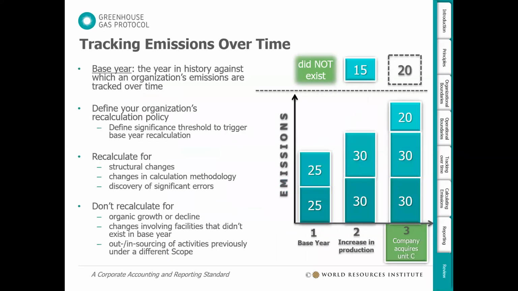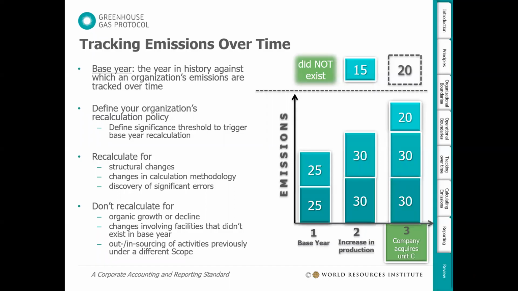The third crucial step in designing an inventory is setting a base year. And a base year is the year in history against which a company's emissions are tracked over time. Normally, it's the first year for which verifiable data are available, although if a company has been reporting emissions data for some time, then it makes sense to use a more recent year as the base year.